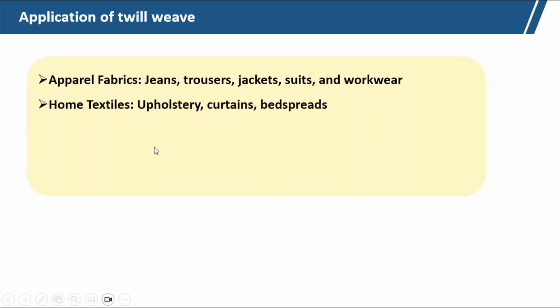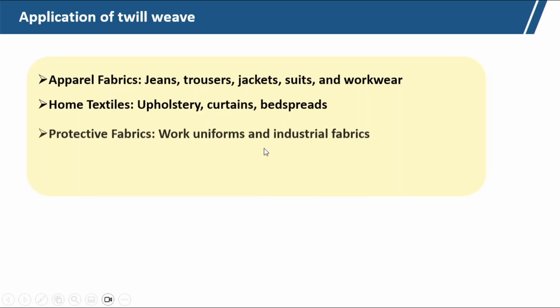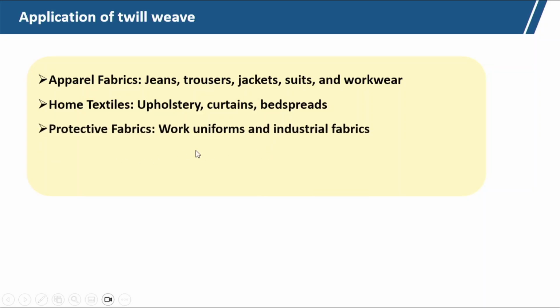Home textile, upholstery, curtain, bedspread. So, there where it gives aesthetic appeal, and protective fabrics, workwear, work uniform and industrial fabrics. There, due to their relatively higher tear resistance and abrasion resistance, we use this twill weave in those applications. And tarpaulin, tents, we can use this twill weave.